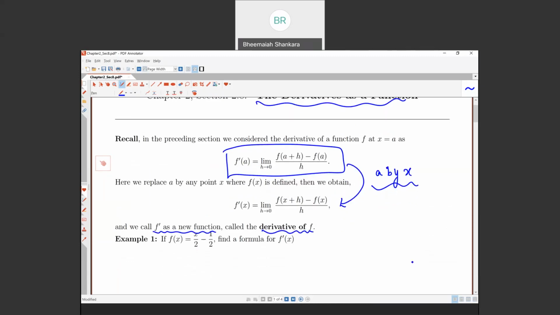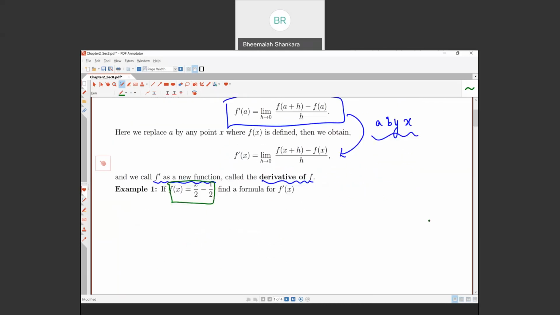So we are given a function f of x equals x over 2 minus 1 half. We are asked to find a formula for f prime of x. So let's do that here. First we need to write the formula for f prime of x. f prime of x is the limit definition, as h approaches 0 of f of x plus h minus f of x, divided by h. Now we want to make a note of the function f of x, which is the given function x over 2 minus 1 half.